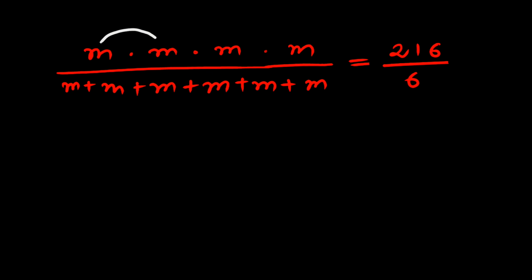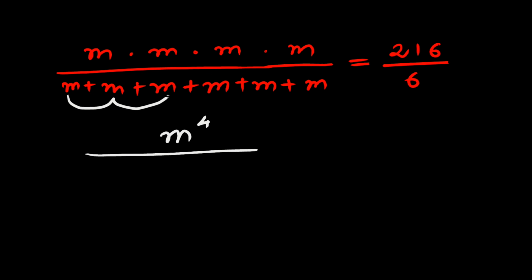Now, let's begin. First, look at the numerator. Since m is multiplied by itself 4 times, we can write that as m raised to the power 4. Next, let's simplify the denominator. We are adding m together 6 times, and repeated addition of the same quantity is simply multiplication. So the denominator becomes 6 multiplied by m.